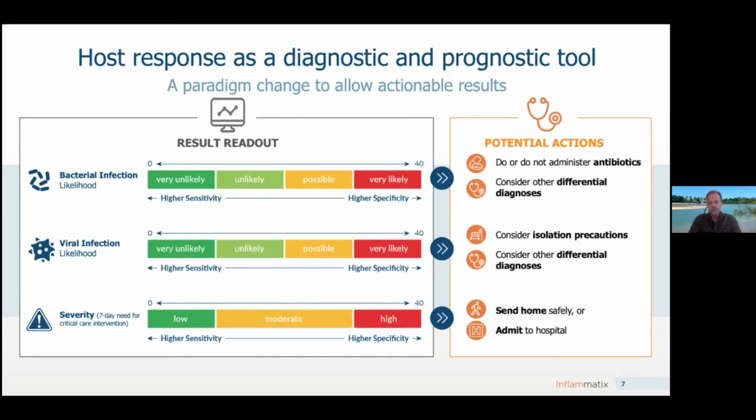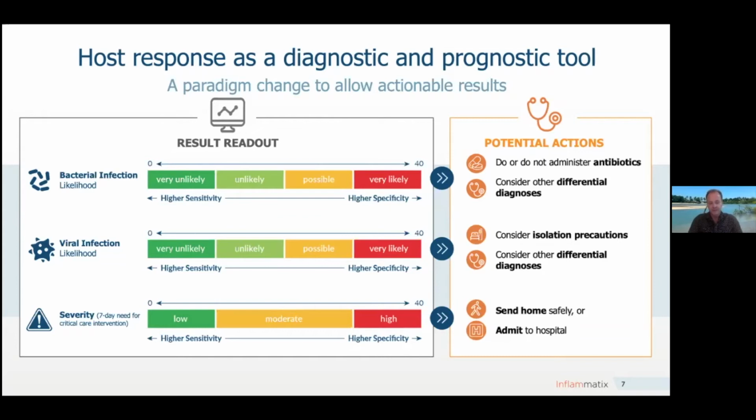So when we look at the potential clinical actions that come with these results, for the likelihood of a bacterial infection result, you would be enabled to make a decision on whether or not to administer antibiotics. And you will also be empowered to consider other differential diagnoses should the result be unlikely or very unlikely.